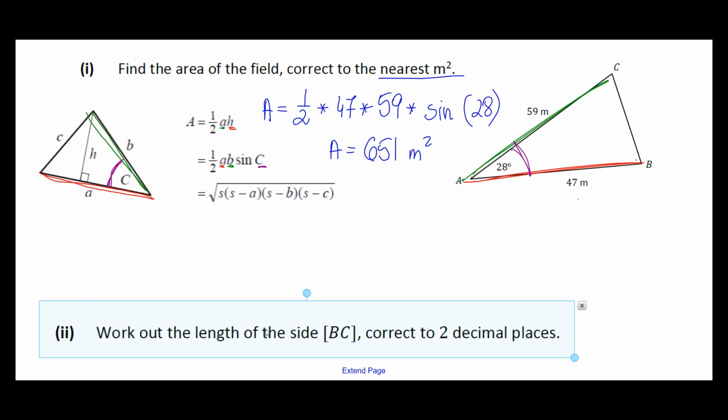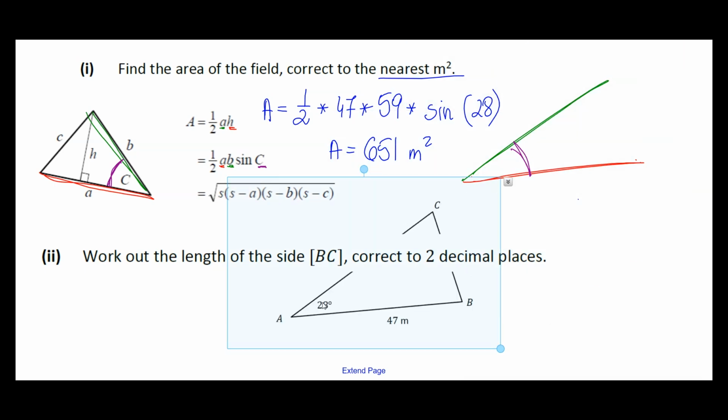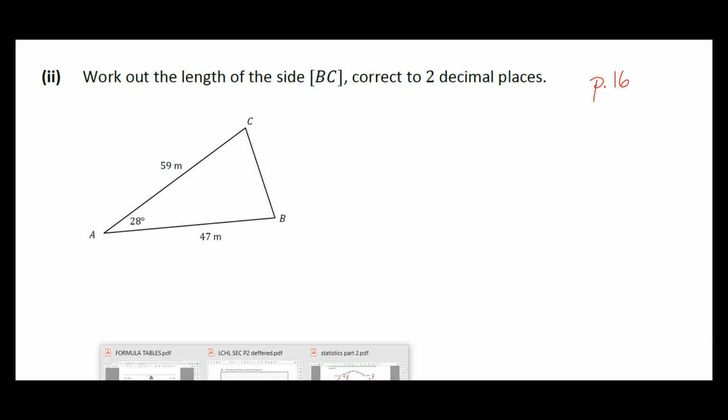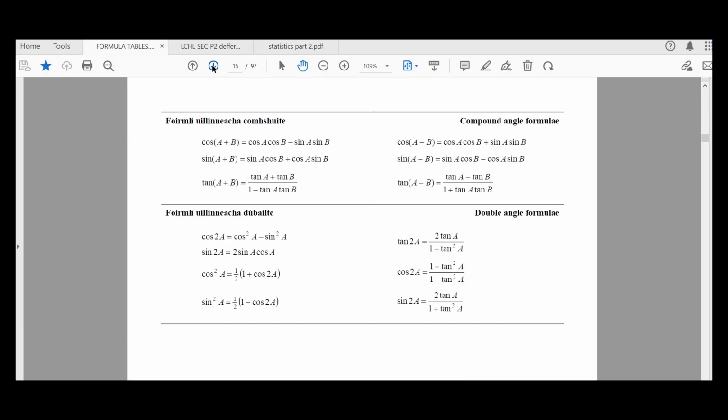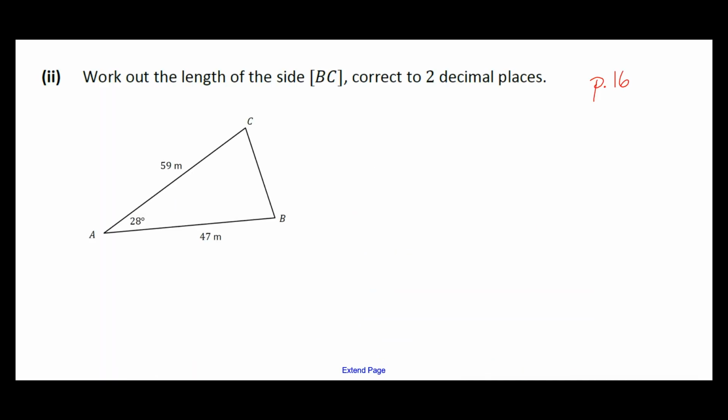In part 2, we have to work out the length of the side BC correct to 2 decimal places. So let's just get our triangle here. How do we do it? Now, when it comes to triangle, your answer is always on page 16 in your maths table. Page 16 is first of all divided into two parts. The bottom part is about a right angle triangle, and the top part not a right angle triangle.